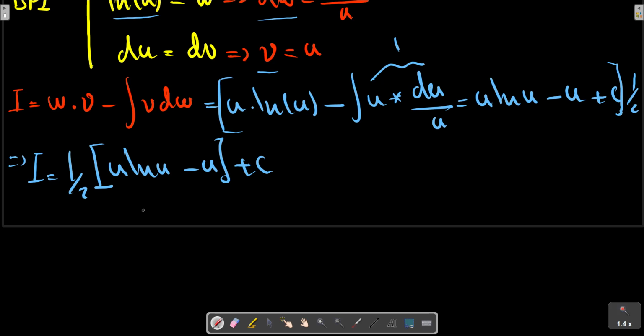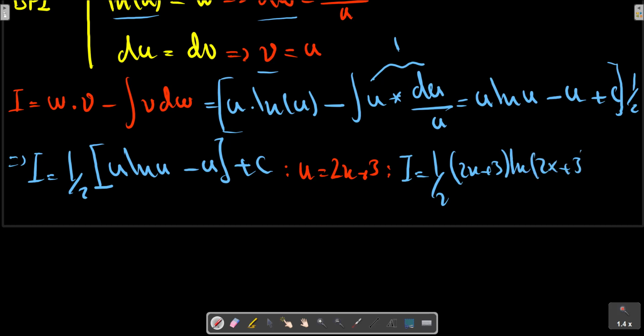We know that u equals 2x plus 3. So the result is 1 second 2x plus 3 times ln of 2x plus 3, minus 1 second 2x plus 3, plus c. Our result.